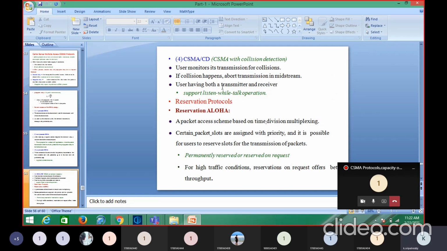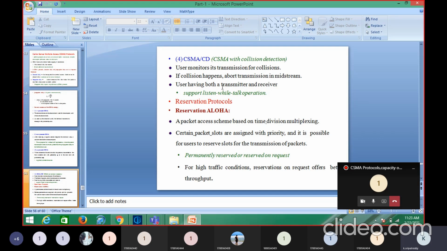So next one is CSMA CD, carrier sense multiple access with collision detection. Here it will continuously monitor the transmission for collisions. If a collision happens in the middle of the transmission, it will abort the transmission. So it will support listen-while-transmit, that is, simultaneous transmission and reception. So that is CSMA CD.